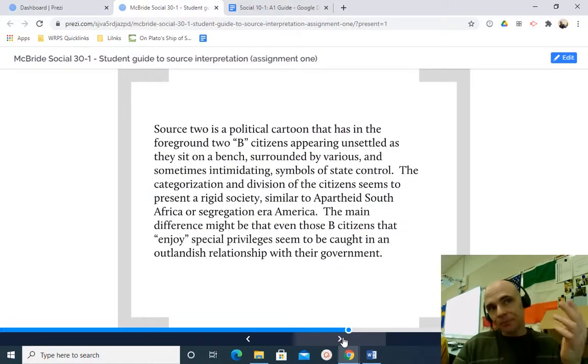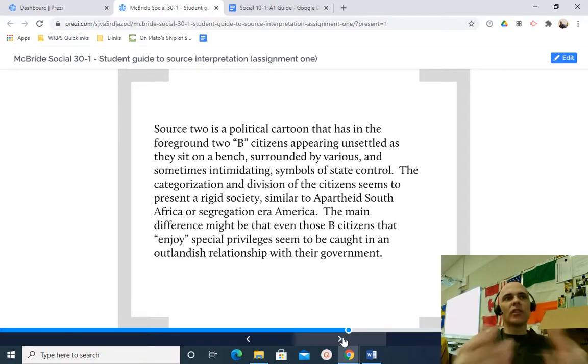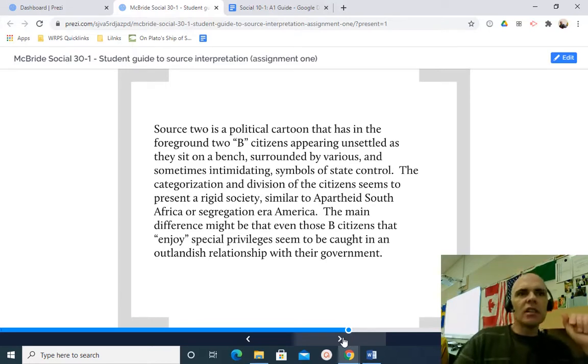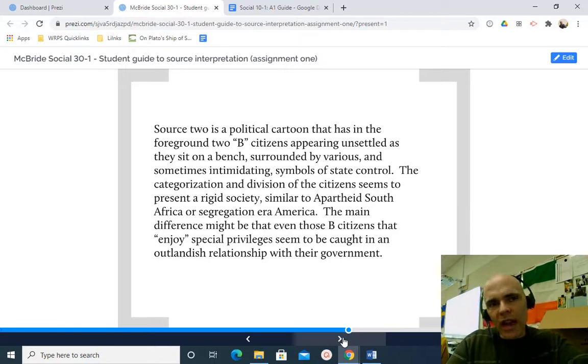So, source 2 is a political cartoon that has in the foreground two B citizens appearing unsettled as they sit on a bench surrounded by various and sometimes intimidating symbols of state control. The characterization and division of the citizens seems to present a rigid society similar to, use evidence to further perspective, apartheid South Africa or segregation era America. The main difference might be that even those B citizens that enjoy special privileges seem to be caught in an outlandish relationship with their government. This is word for word the actual sentences that I would be writing as a student, breaking the source down.